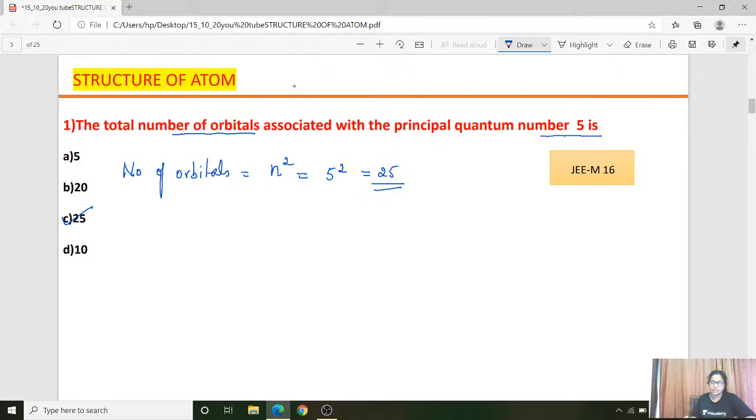Now student, in case you have forgotten this formula, then also we can solve. See, when I say n is equal to 5, L is equal to 0, 1, 2, 3, 4. That means I have 5s, because this combination will give you 5s. I will get 5p.